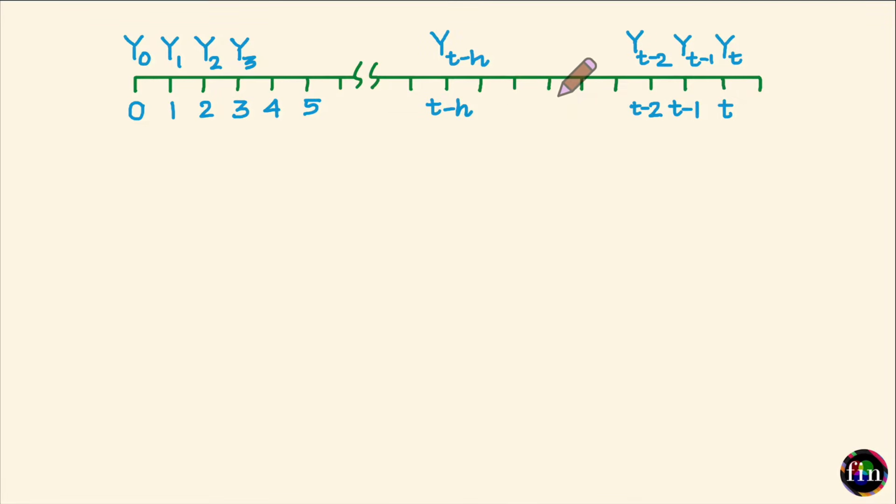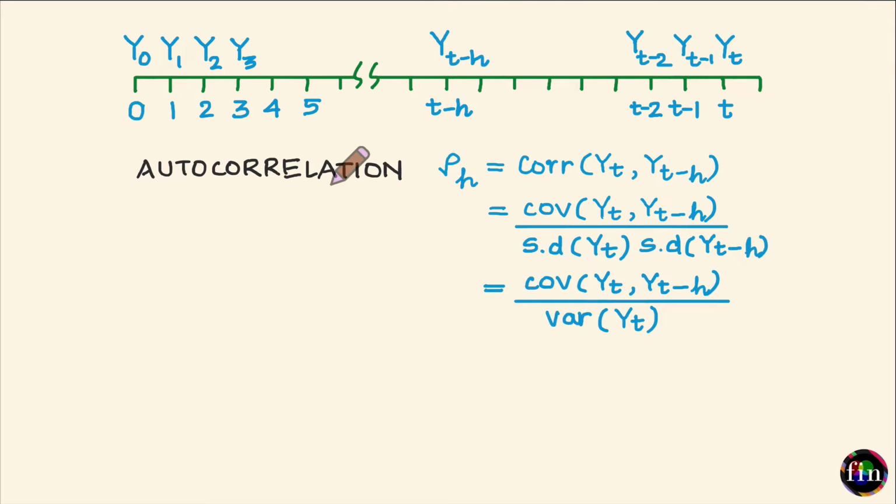Let's say you have a time series denoted by y. Its value at any time t is given by yt. And for this time series, I can define the autocorrelation, denoted by rho at any given lag h, to be the correlation between yt and its value h periods ago. That means the correlation between yt and yt minus h. This is the autocorrelation for a lag h.